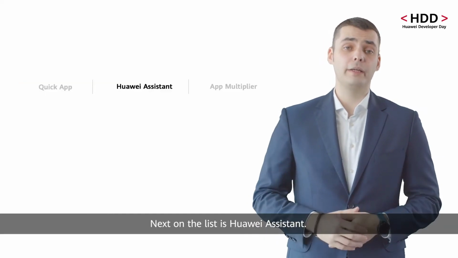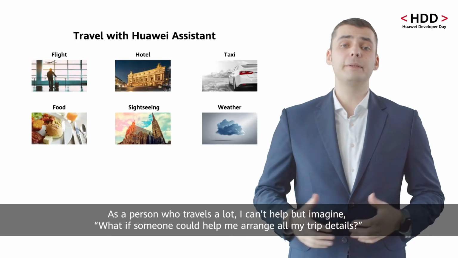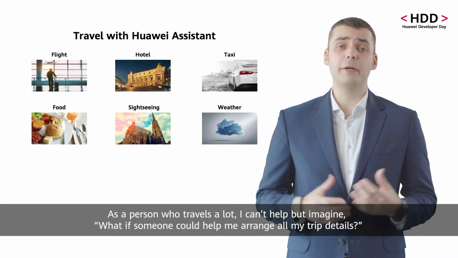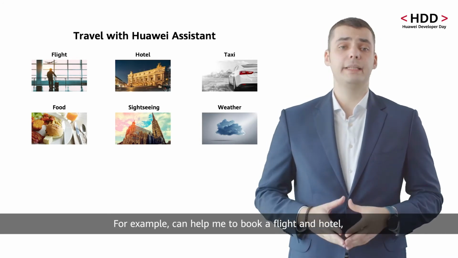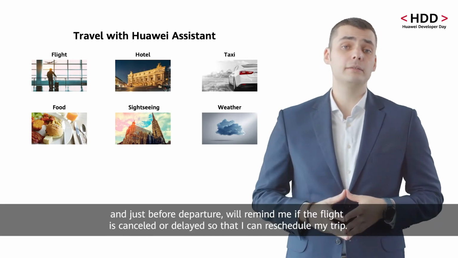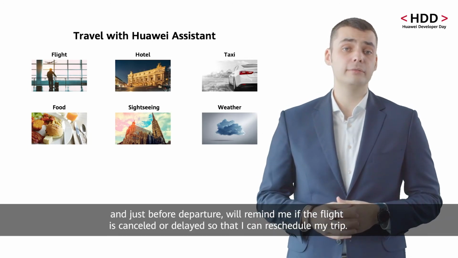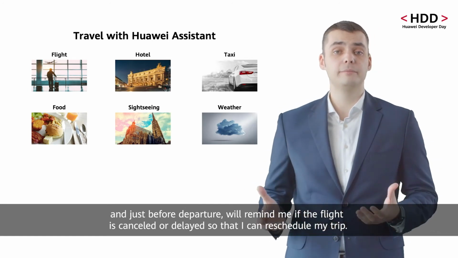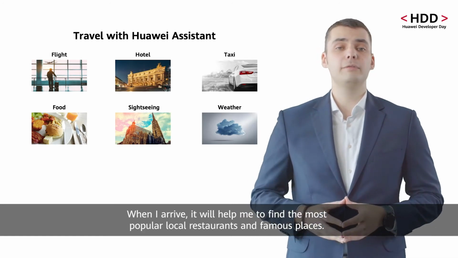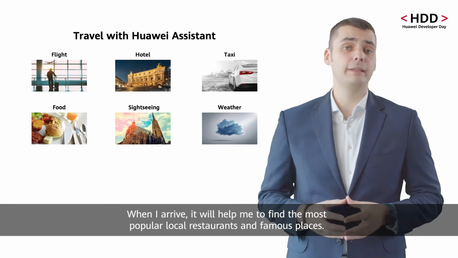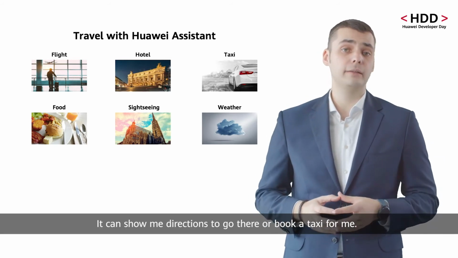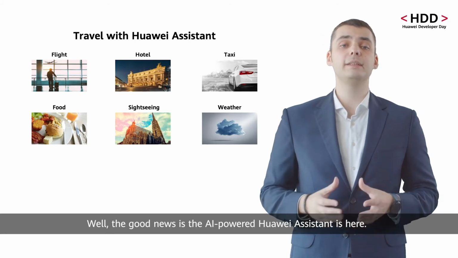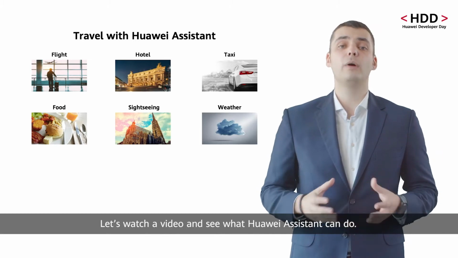Now let's talk about Huawei Assistant. As a person who travels a lot, I can help imagine what if someone can help me arrange my trip in all details. For example, can help me book a flight and a hotel, and just before departure can remind me if the flight got cancelled or delayed so I can reschedule my trip. When I arrive, it will help me find the most popular local restaurants and famous places. It will show me directions to go there or book a taxi. Well, the good news is that the AI-powered Huawei Assistant is here. Let's watch a video to see what the Huawei Assistant can do.